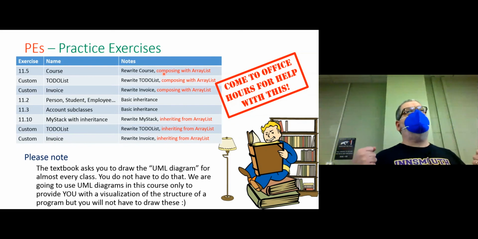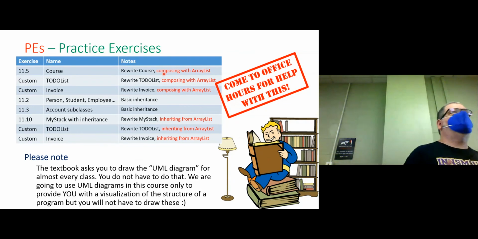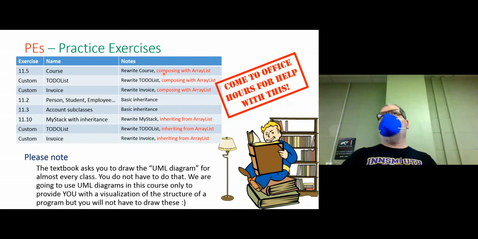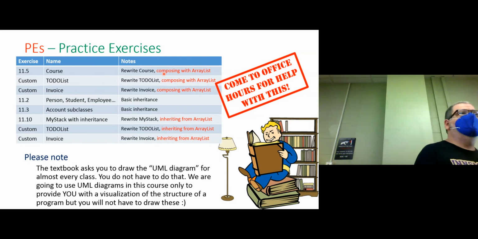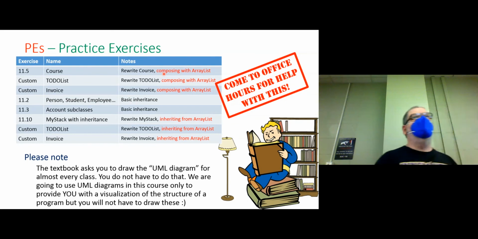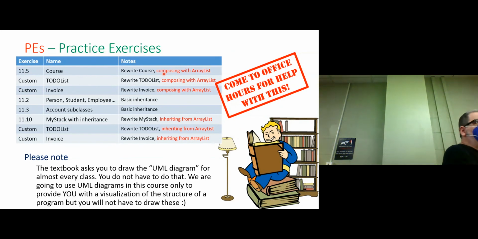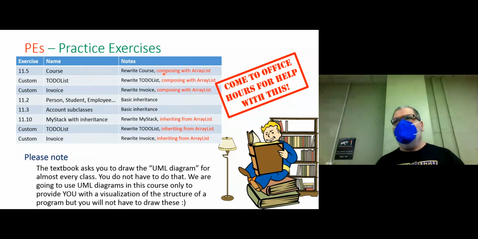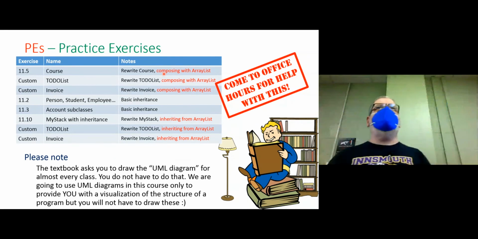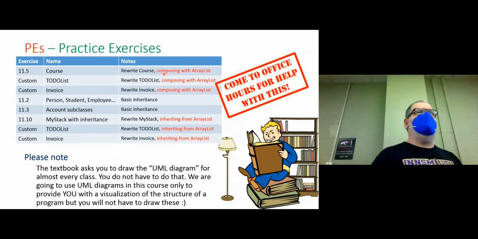And then you are going to rewrite those classes, modify them, and you are going to do something that I called here composing with array list. What does that mean, composing? That just means that that's what we have been doing with those 3 classes, to-do list, course, invoice. That means that you have an array inside, and that array is a list of references to other objects of another class. Okay, so we would say, for example, that the to-do list class is composing the to-do item class. Okay, it contains to-do items. So we've done that with an array. I just want you to replace the array by an array list.